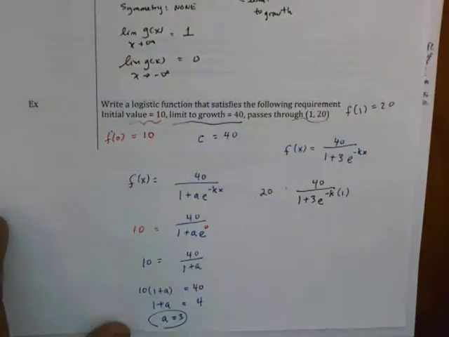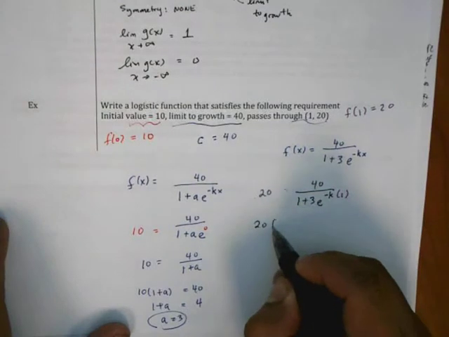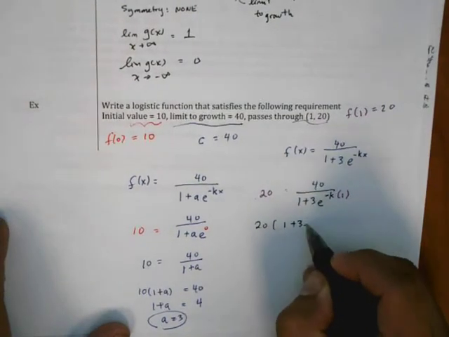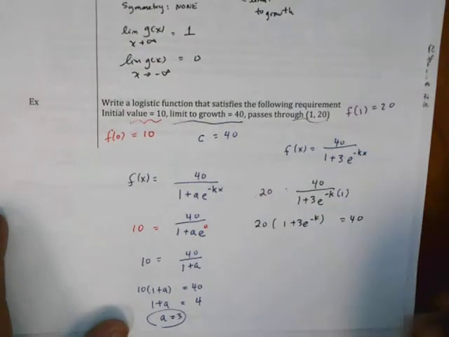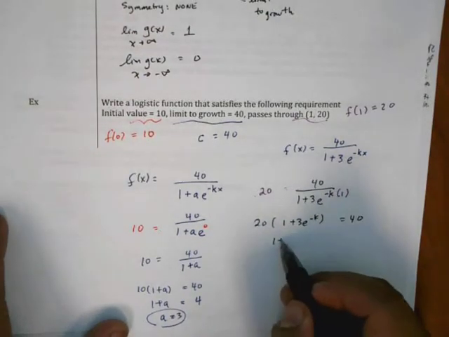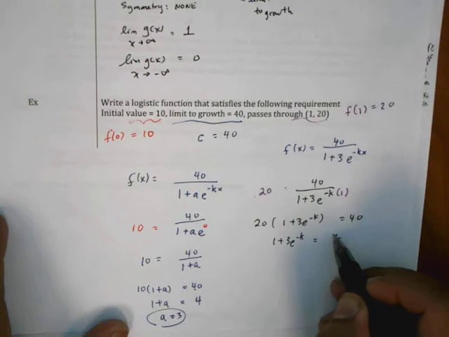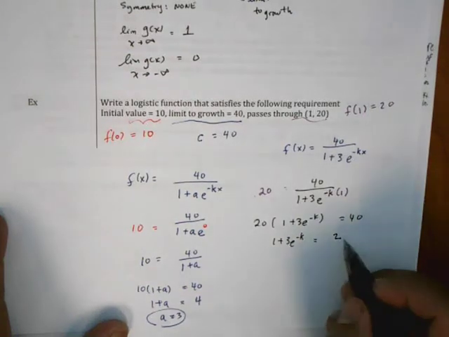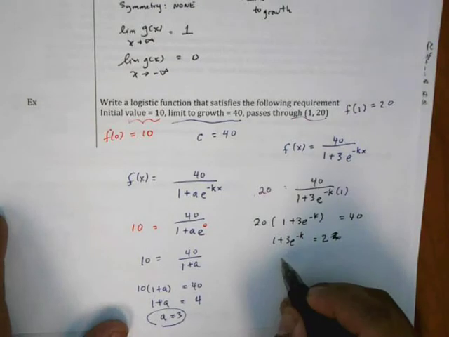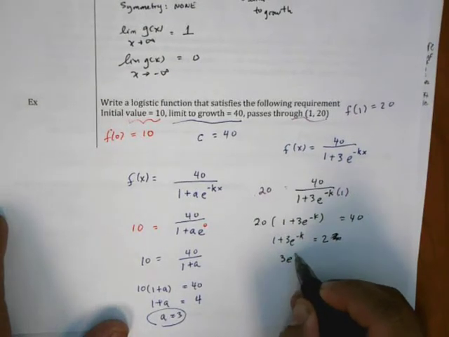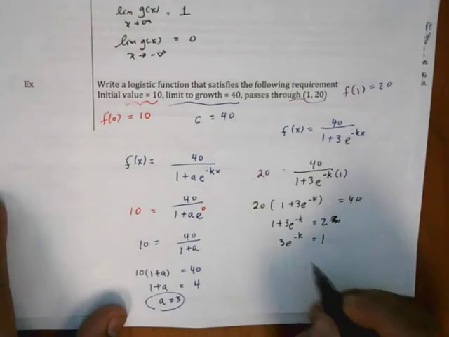This is not an easy equation to solve, but we can certainly do it. Multiply both sides by the denominator here. Divide both sides by 20. The left and right side is equal to 2. Subtract 1. Divide by 3.